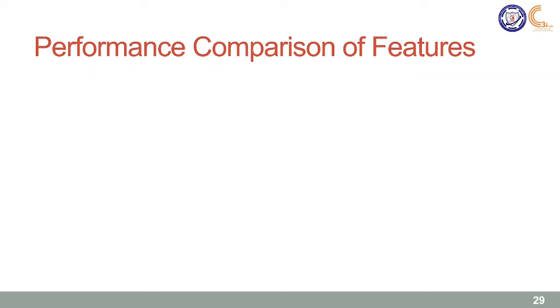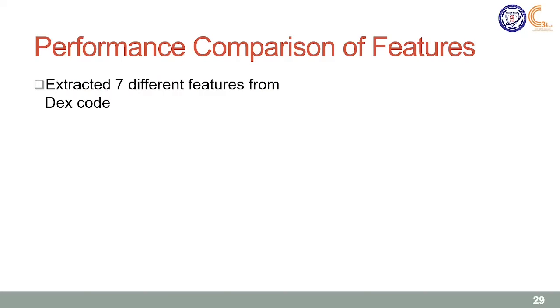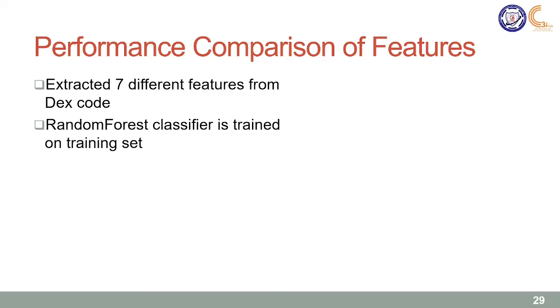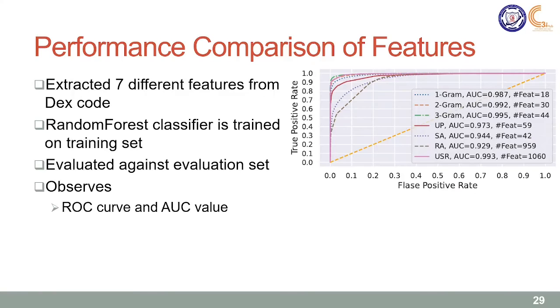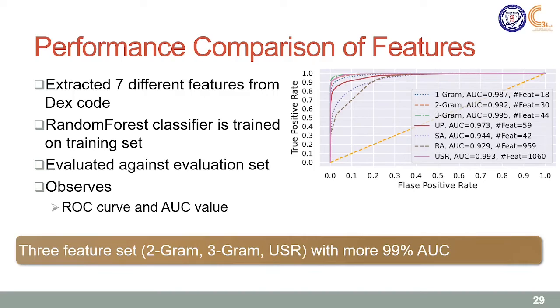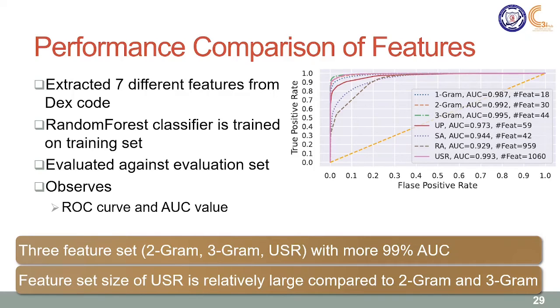First, we see which feature is best that can be extracted from DEX code efficiently. Hence, we extract 7 different features from DEX code and train a random forest classifier on the training set. We evaluate the model against the evaluation set and obtain ROC curves and AUC values. As a result, we found three feature sets, 2-gram, 3-gram, and USR, which provide more than 99% AUC score. However, the size of USR is relatively large compared to 2-gram and 3-gram.